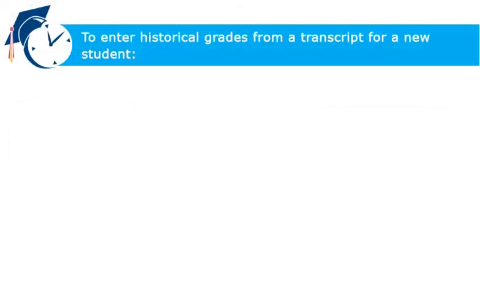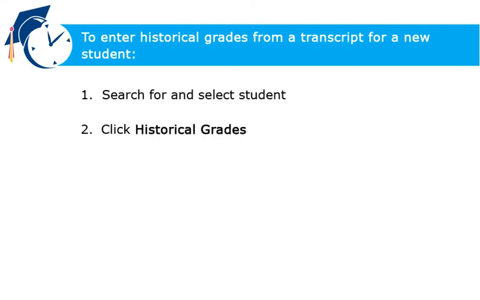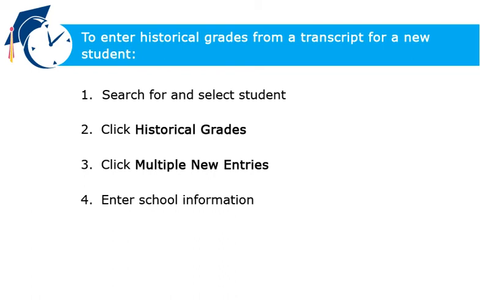Remember, to enter historical grades from a transcript for a new student, search for and select the student on the Start page. Next, click Historical Grades. Then click Multiple New Entries. Enter the information for the school where the transfer student took the classes. Then follow your district policy when entering the courses and grades. Finally, click Submit.